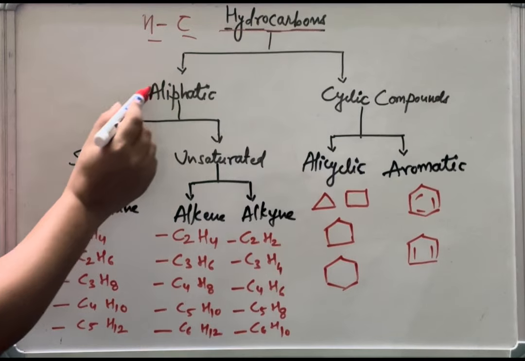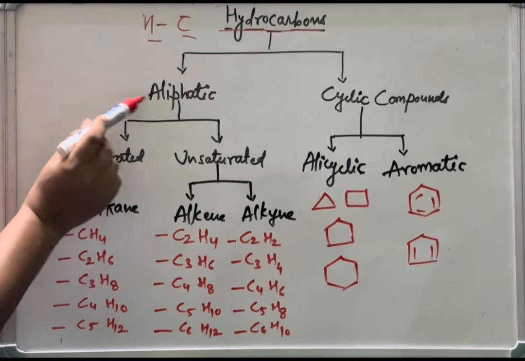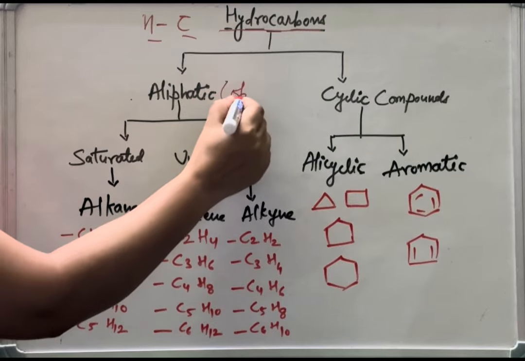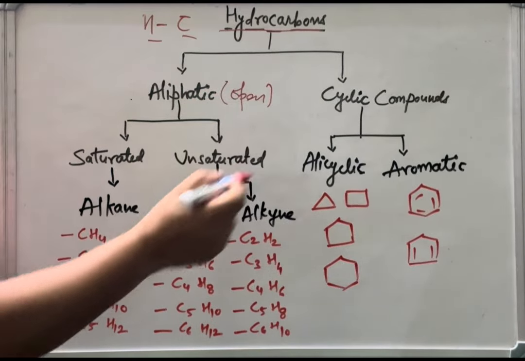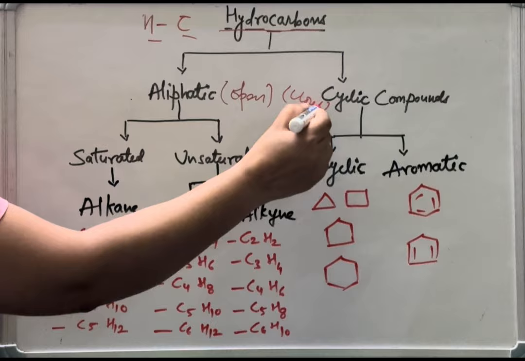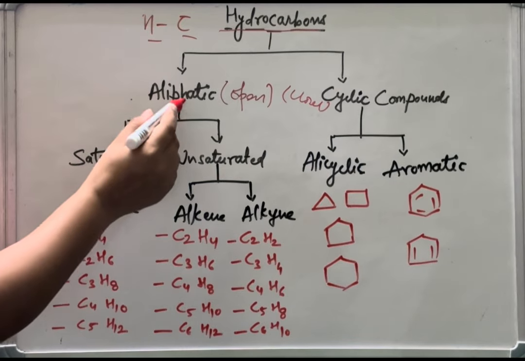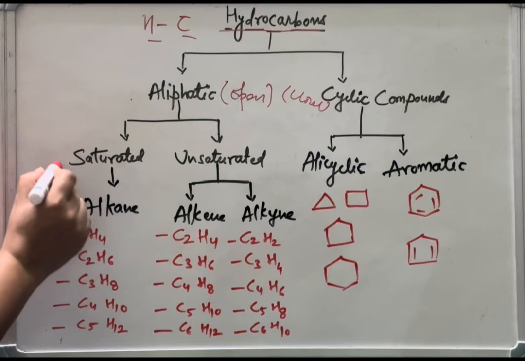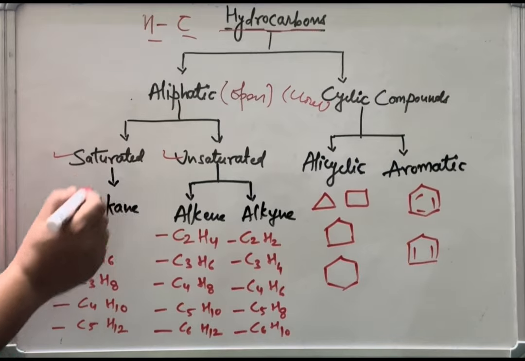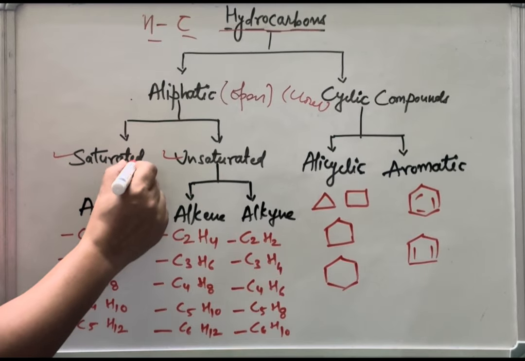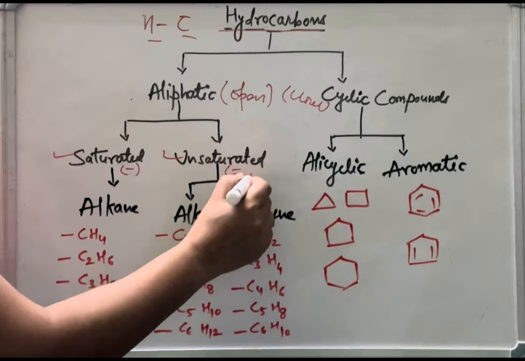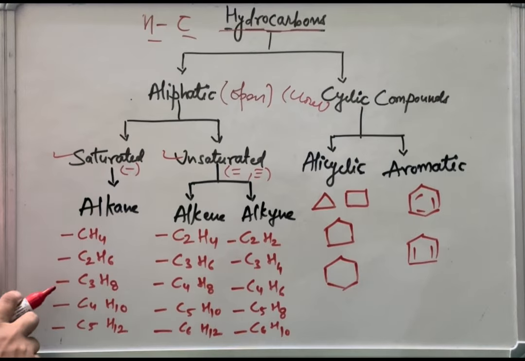Basically, hydrocarbons are divided into two types, aliphatic and cyclic compounds. We can also call aliphatic an open chain compound and cyclic a closed chain compound. Aliphatic compounds are divided into two types, saturated hydrocarbons and unsaturated hydrocarbons. Saturated means those compounds which contain single bonds. Unsaturated means those compounds which contain double and triple bonds.